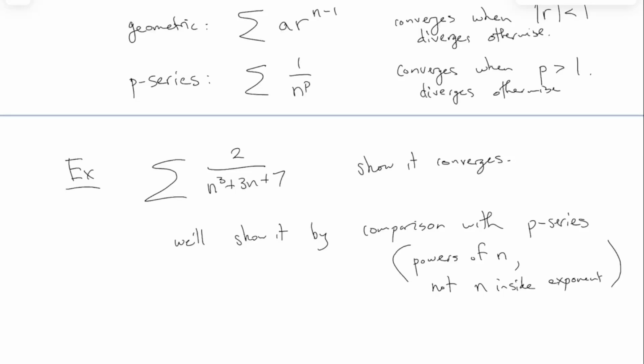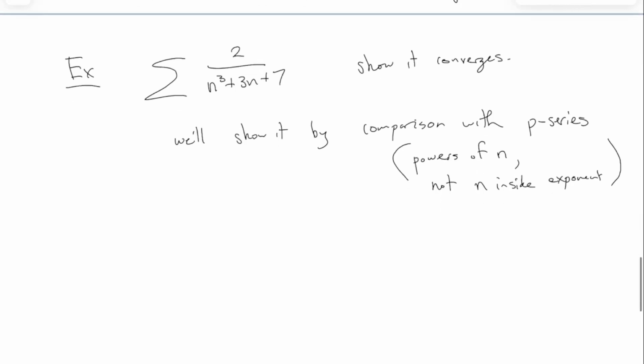If you see n inside the exponent, you should probably view it as a geometric series. If you see a power of n, then that's probably more appropriate to compare with the P series. All right, so that means I want to show it converges. Now the P series also converges. So in terms of the biggers versus smallers, I want to show that this is the smaller. This is smaller than something else which converges. So in order to set this up right, I'm going to show this by comparing with the P series.